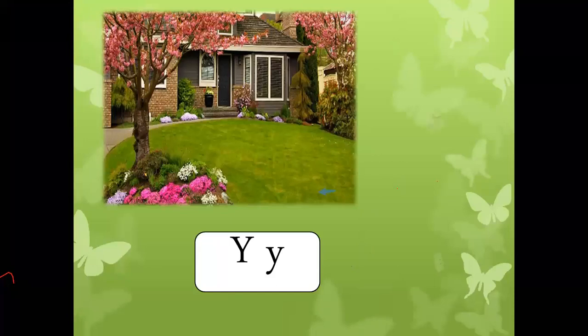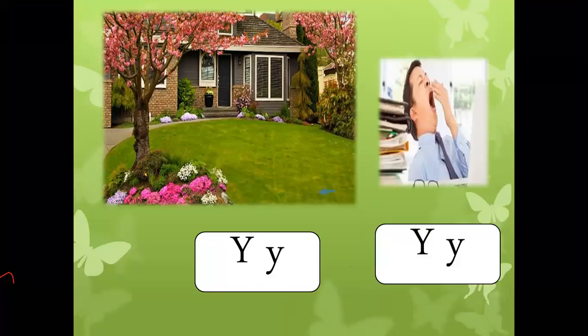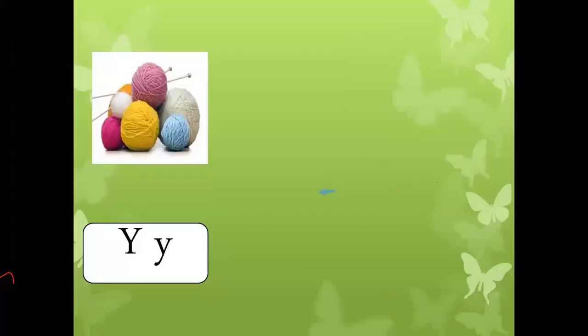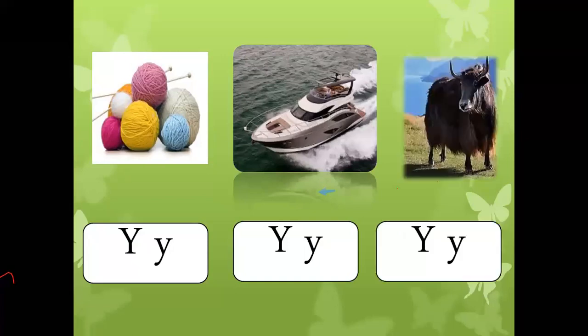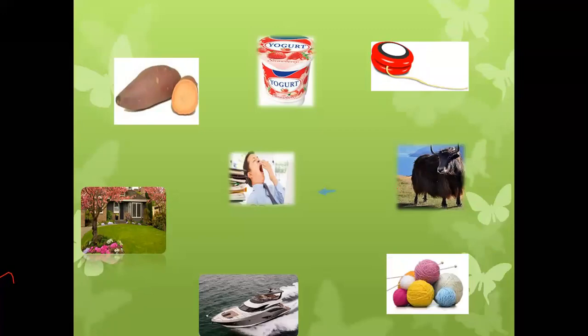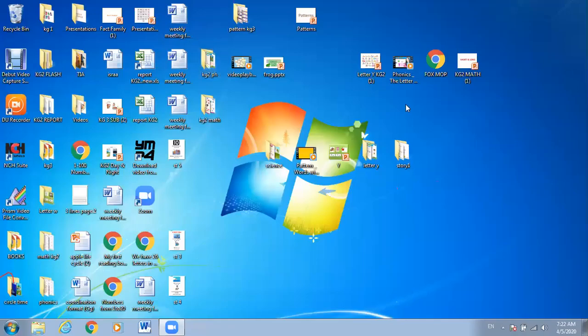Y is for yarn. Yarn. Y is for yarn. Yarn. Y is for yacht. Yacht. Y is for yak. Yak. So, last page. I think there is a problem with the last page. Okay. Now. Y is for yoga.